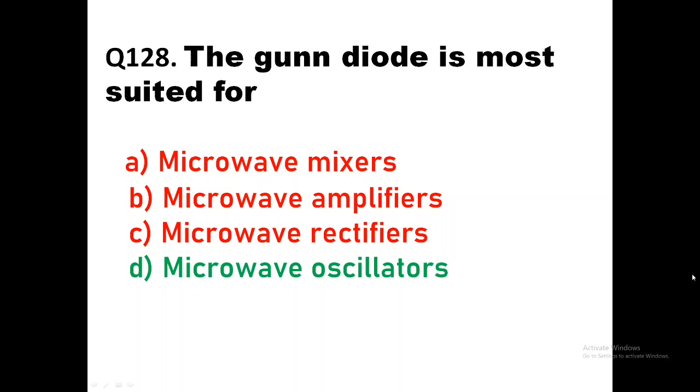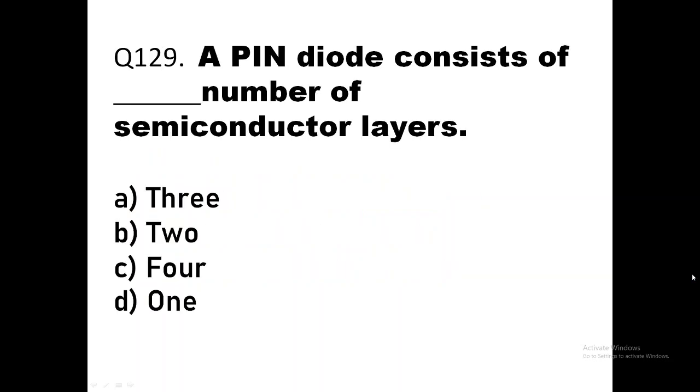Okay, then we'll go to question number 129. A PIN diode consists of dash number of semiconductor layers. If you see the name PIN, P means P type semiconductor, I means intrinsic, pure type semiconductor, and N means N type extrinsic semiconductor. So in PIN, there are three semiconductor layers here. So out of these options, A will be correct. A PIN diode consists of three semiconductor layers.